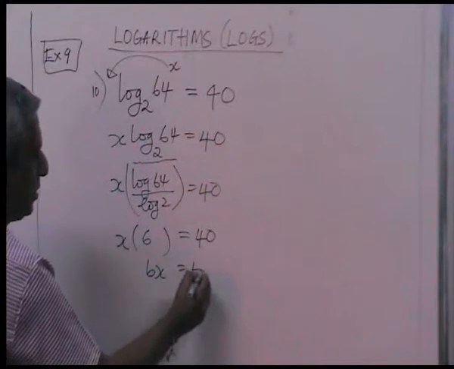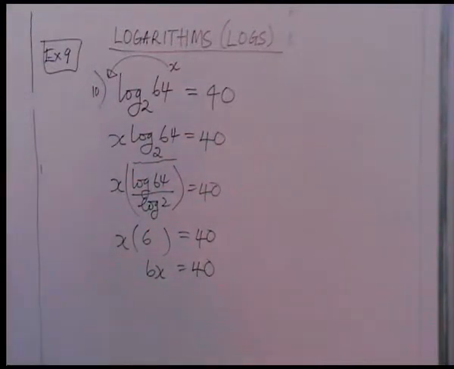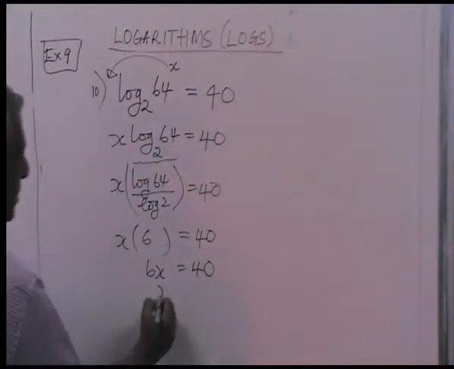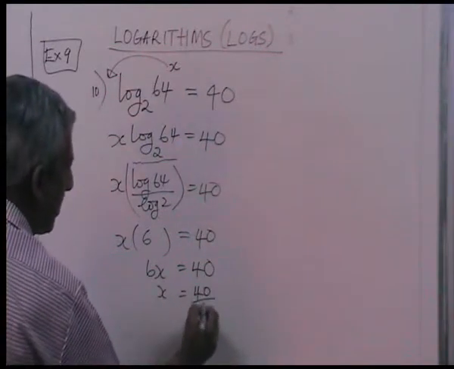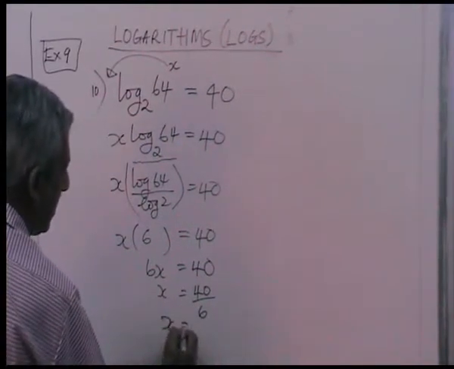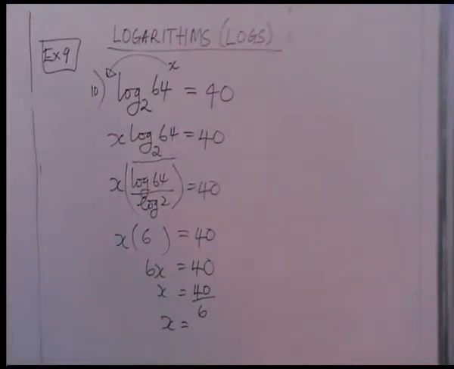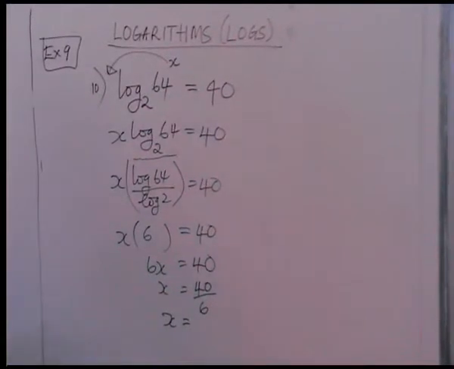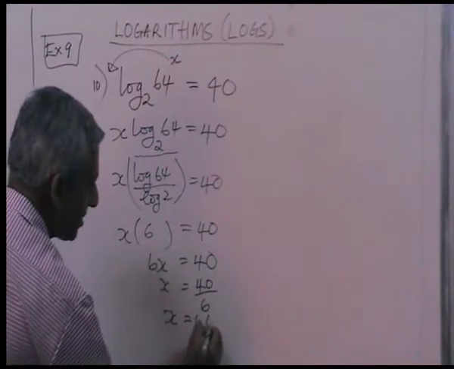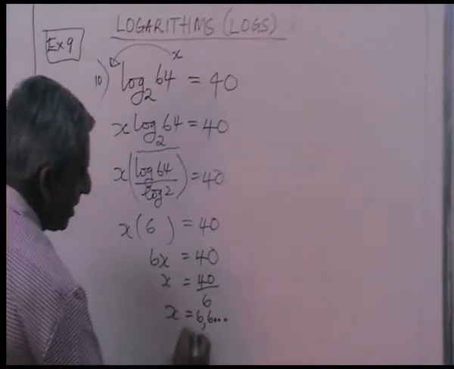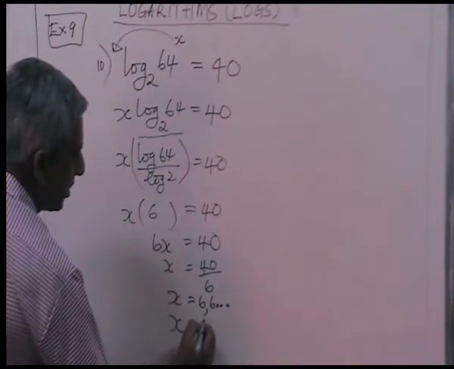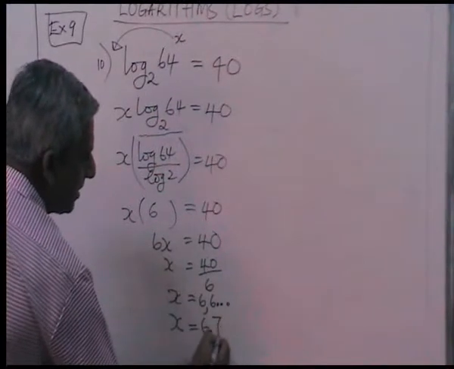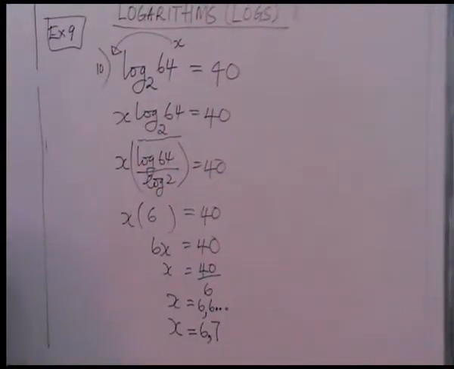So 6x is equal to 40. Then x is equal to 40 divided by 6. When you put that into the calculator, you'll get 6.6 recurring. But you want it correct to one decimal place, so it'll be 6.7. That brings us to the end of equations, simple equations in logs.